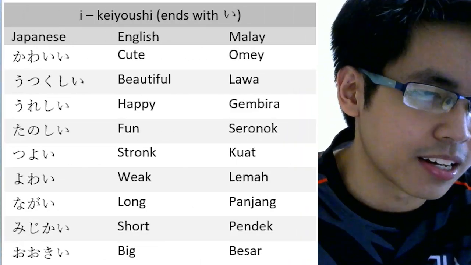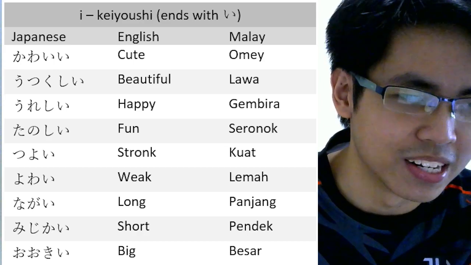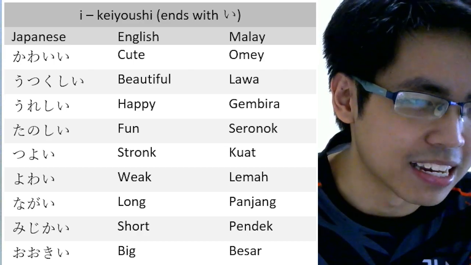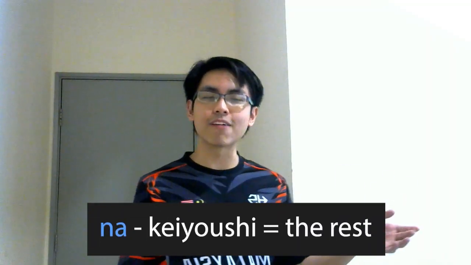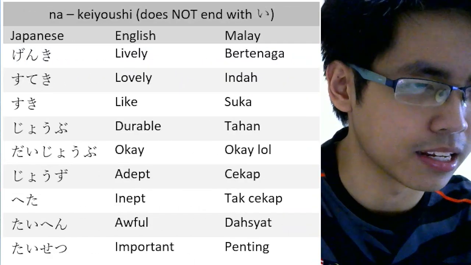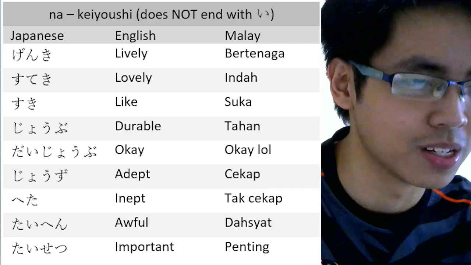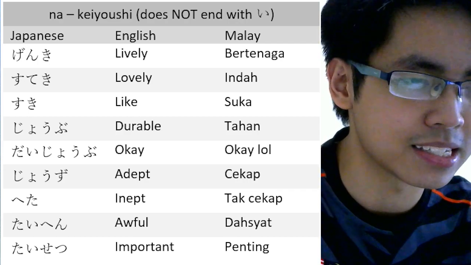So we got kawaii, utsukushi, ureshi, tanoshi, tsuyoi, yowai, nagai, mijikai, ooki. So these are i-keiyoushis. Na-keiyoushi is literally everything else that does not end with i. So we have genki, suteki, suki, jōbu, daijōbu, jōzu, heta, taihen, taisetsu. So that's how you differentiate between the two keiyoushis, i-keiyoushi and na-keiyoushi.